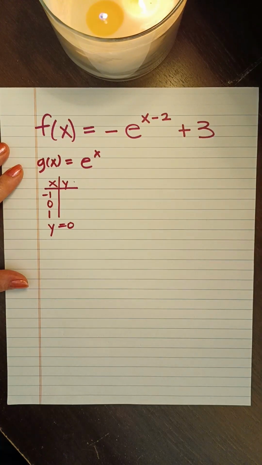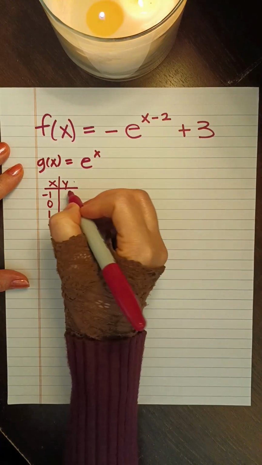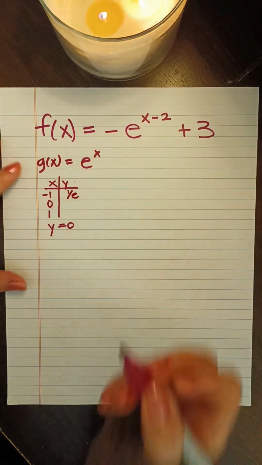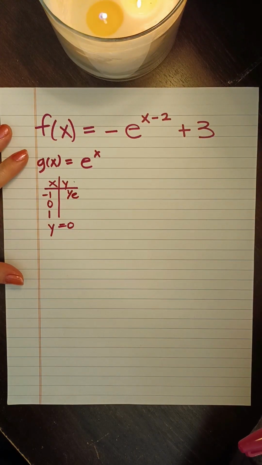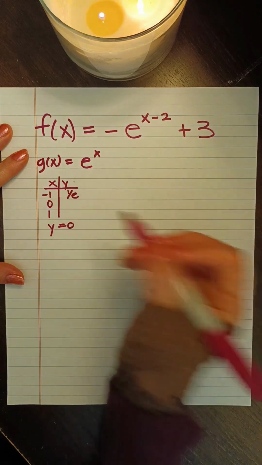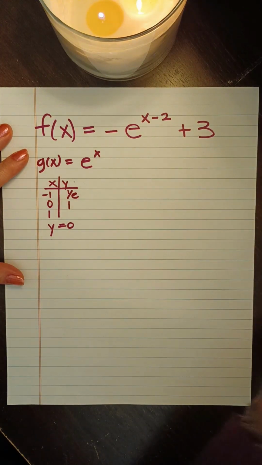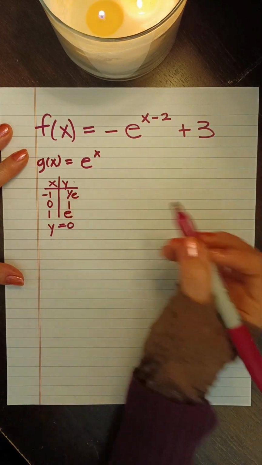Let's evaluate g of negative 1. That would be e to the negative 1, which is 1 over e. And we'll look at the approximate value in a minute. G of 0 would be e to the 0, which is 1. G of 1 would be e to the first, which is just e.